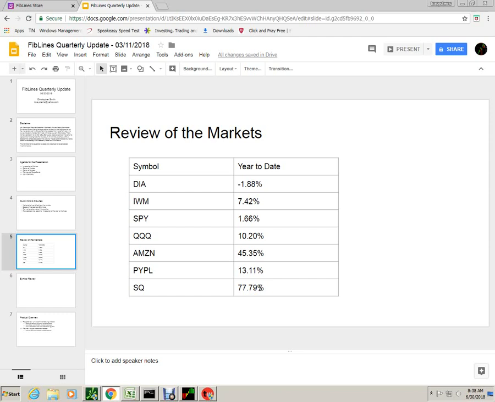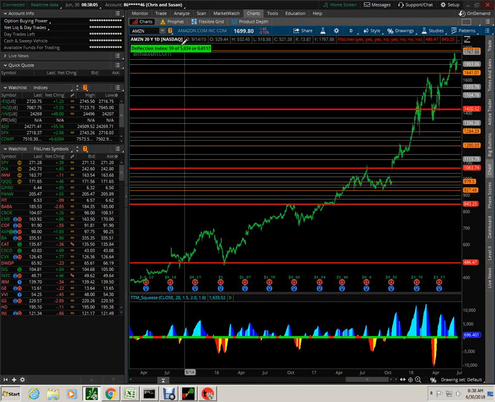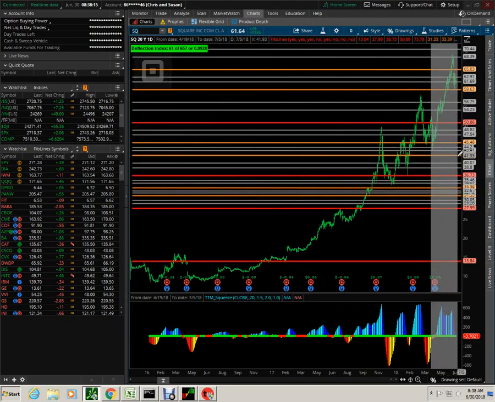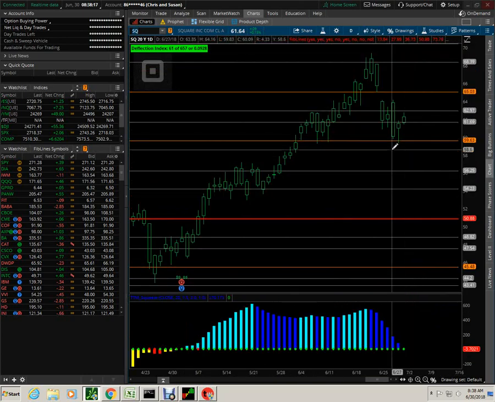I think I mentioned in my last quarterly update that I took off some position in PayPal and added to Square. So taking a look at Square, Square provides financial services to businesses, credit card processing, etc. Square's had quite a run. I'm pretty much loaded long in Square. And notice how we had a nice little deflection here off of this orange line. Almost a perfect 3-bar deflection.